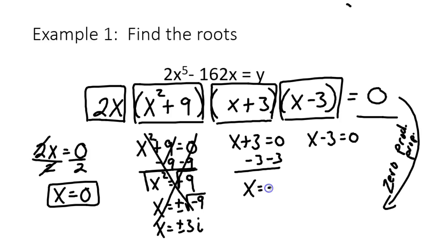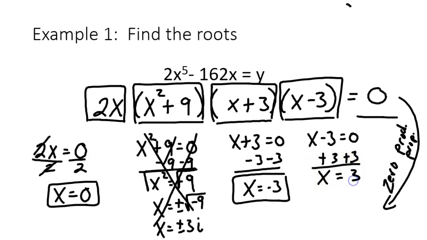Here we get negative 3. That's a good answer. And let's take a look at this one. Here we get 3. So we have 3 answers: 0, negative 3, and positive 3. Now that tells me the 3 places where this polynomial will touch the x-axis.